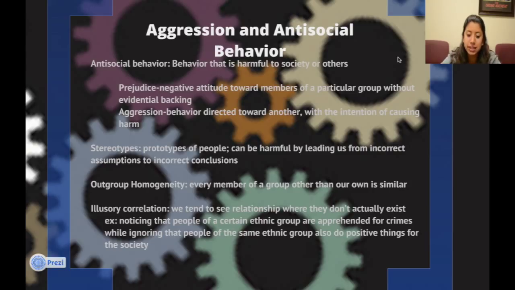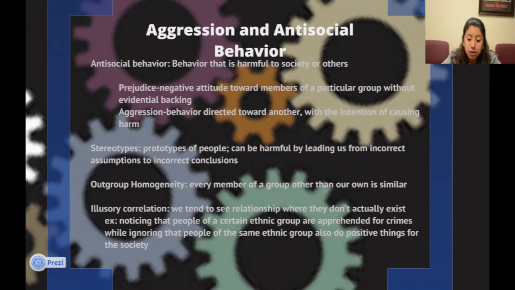Aggression, which is a behavior directed towards another with the intention of causing harm. And then we have stereotypes, which are prototypes of people, which can be harmful by leading us to incorrect assumptions. So you might know some stereotypes that you might have heard of. And then we have outgroup homogeneity, which is the belief that every member of a group other than our own is similar. And then we have illusory correlation, where we tend to see a relationship that doesn't exist.